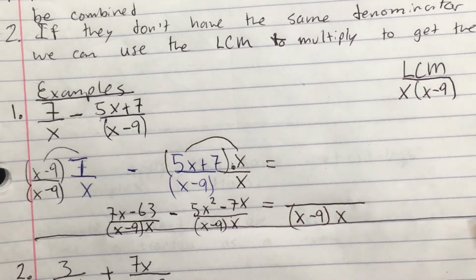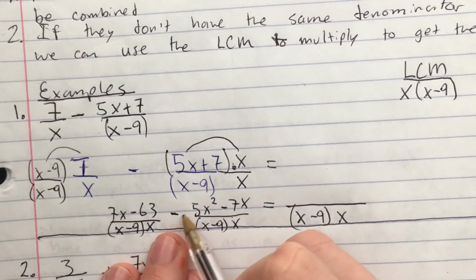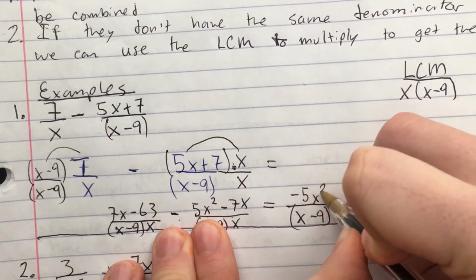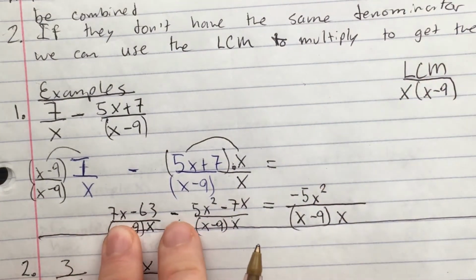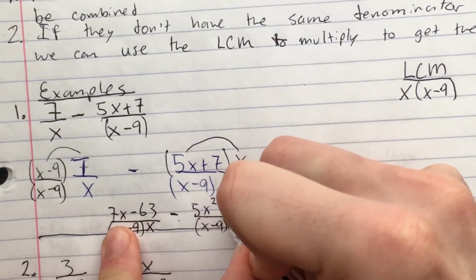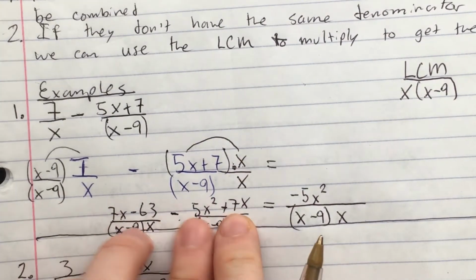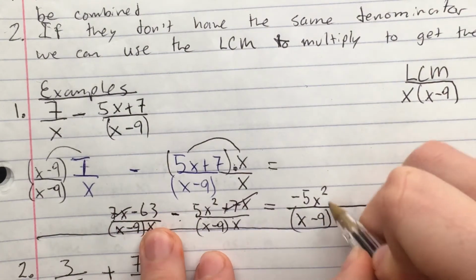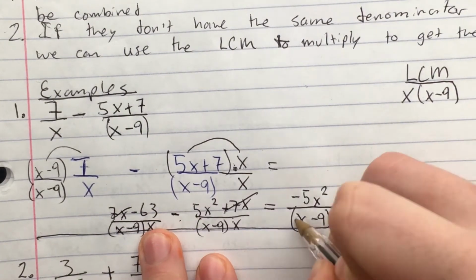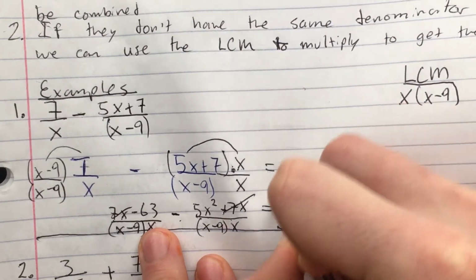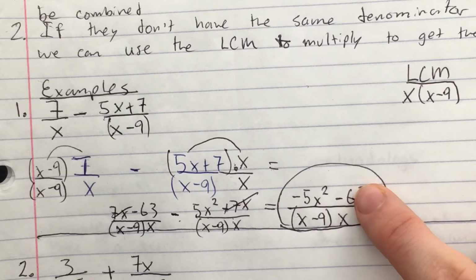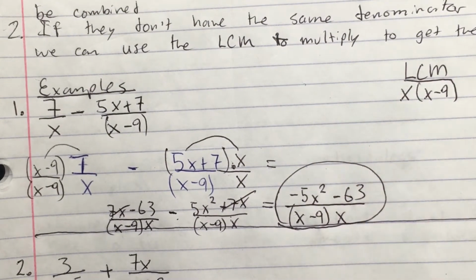The numerator here, so let's see. Nothing to subtract that 5x squared with, so that's just going to be minus 5x squared. 7x minus, and that should be a plus 7x right there. 7x minus 7x, those are going to cancel out, and then negative 63 is right there. And so now we have combined those two rational expressions into one expression.